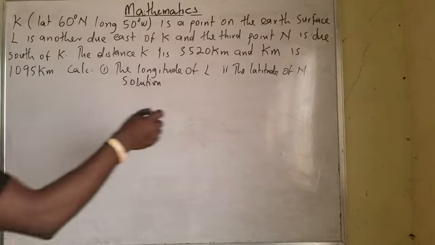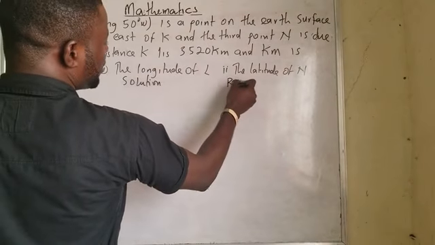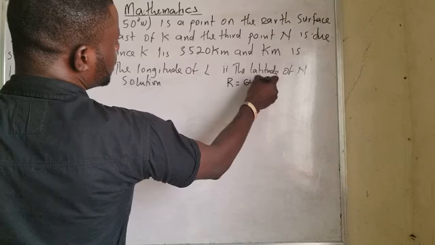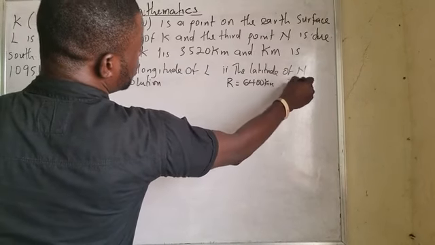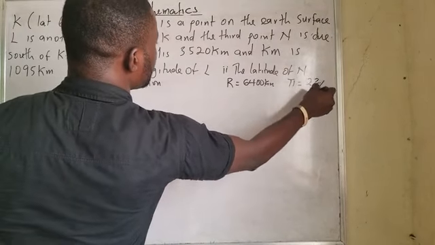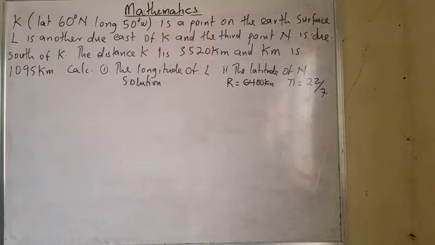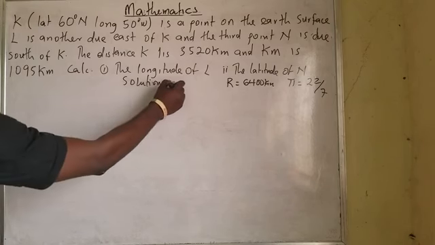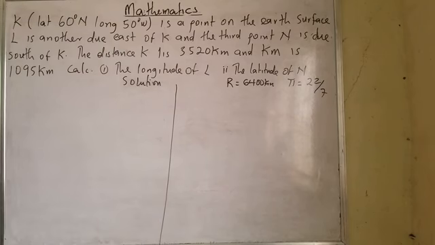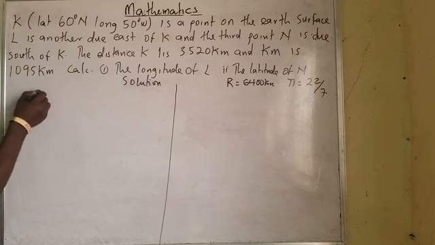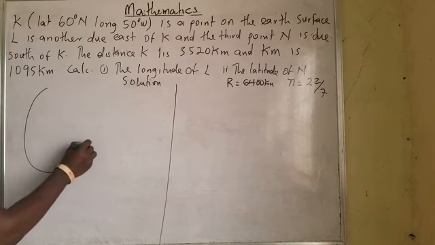Now, don't forget that my big R is 6,400 kilometers, and my pi is always equal to 22 over 7. Please take note of those things. They are constant values. Now, the first thing you will need to do, let me quickly sketch it out. Let me try to draw something out, and it will really be very good for me.